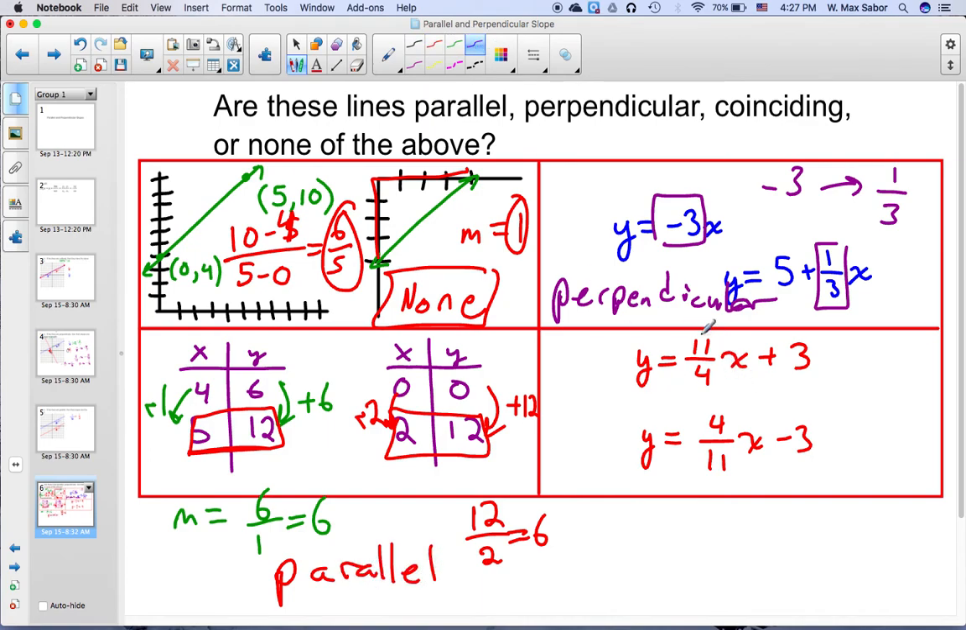And lastly here, these are reciprocals, but they're not negative reciprocals. Both of them are positive. Therefore, this is also none of these.